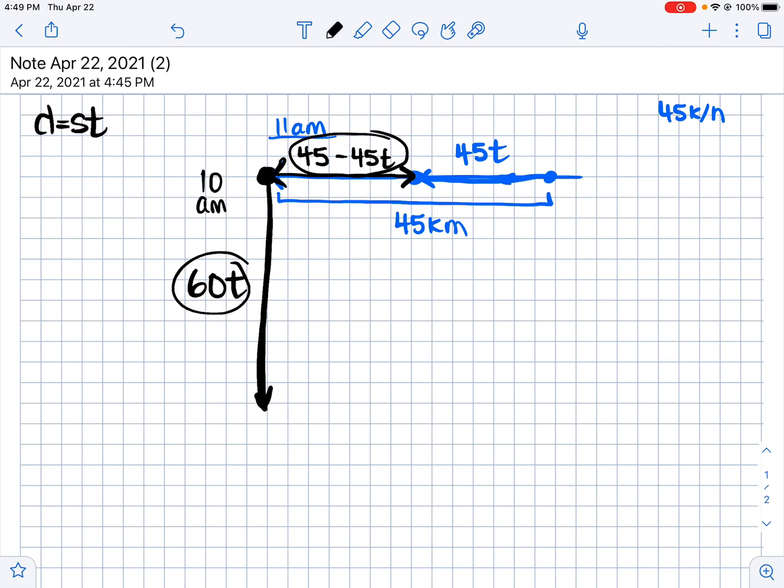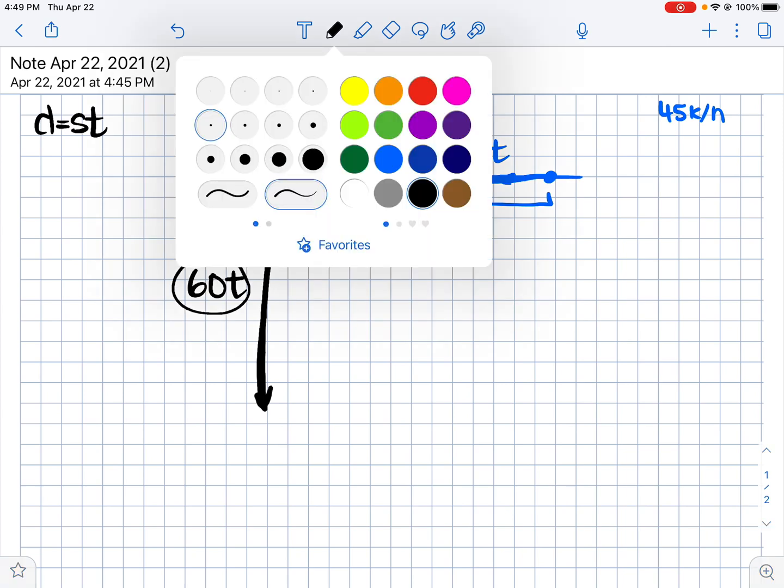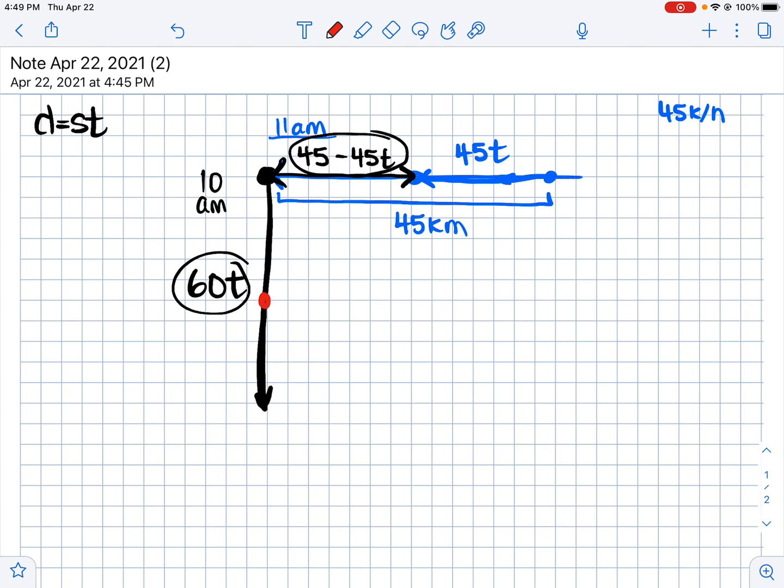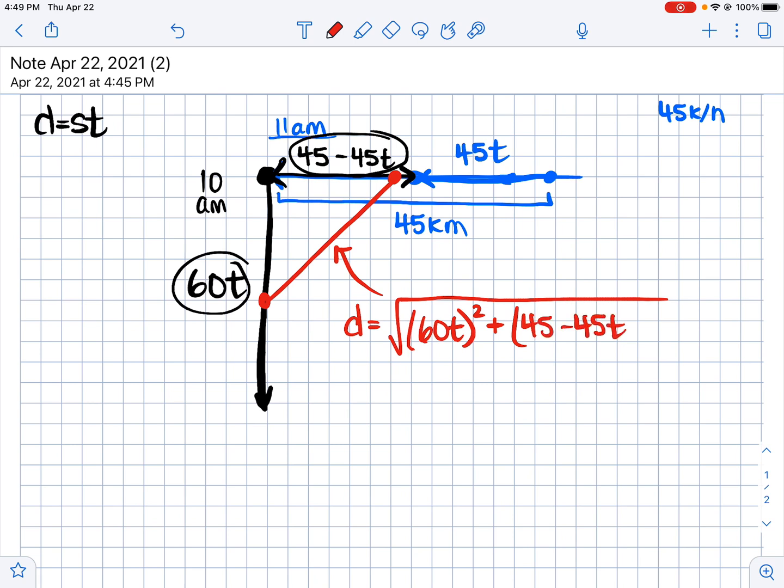Okay, so these are my two equations for distance, and I'm trying to minimize the distance between them. So I need to do Pythagorean theorem to figure out the length of that line. The distance of that line, I want it to be the smallest. So Pythagorean theorem is I just square both sides and add them. So (60t) squared plus (45 minus 45t) squared, add them, and then I square rooted it. So that's the equation for that distance, and we want that to be minimized.